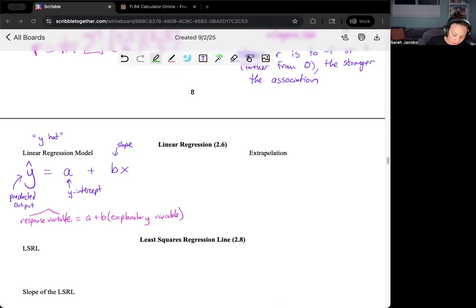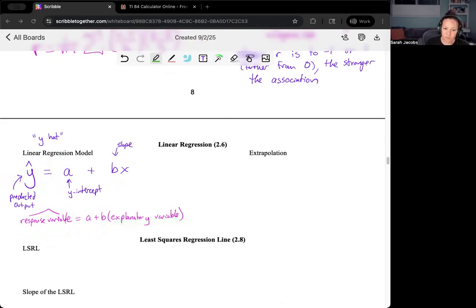If you're going to use X and Y, you have to define them, right? If you're going to use a variable, you have to define it. If you don't want to define the variables, just write them out, right? The predicted baby length is a plus b times the baby age in months. Easy peasy.